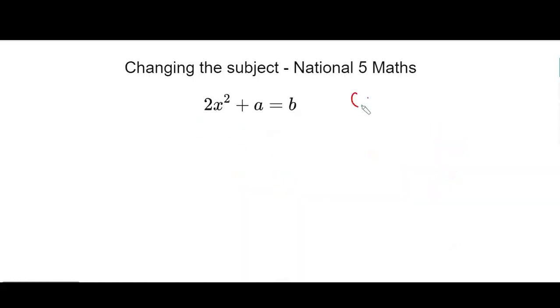Okay, so we want x again. So we've got 2x squared plus a is equal to b. We want to get rid of everything else but the x term, so we minus a to get rid of the a, because it's a positive a, so positive and minus just cancel each other out. We've got to minus a on this side. So that gives us 2x squared is equal to b minus a.